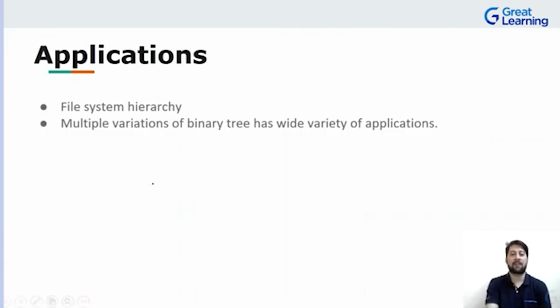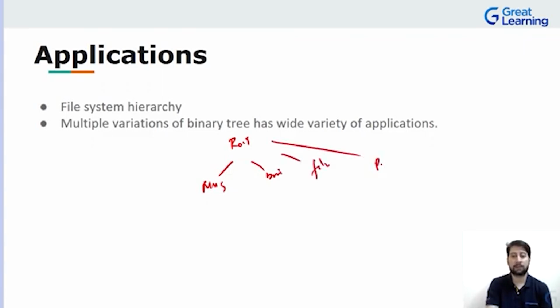Now let's talk about the applications. If you have seen a file hierarchy system, wherein we have the root folder, and inside that root folder we have subfolders like music, bin, files, program files, and all those things. It is a kind of hierarchical data structure. And explicitly here we are not talking about a binary tree, but a generalized tree. Now, if you have a binary tree, it has multiple variations.